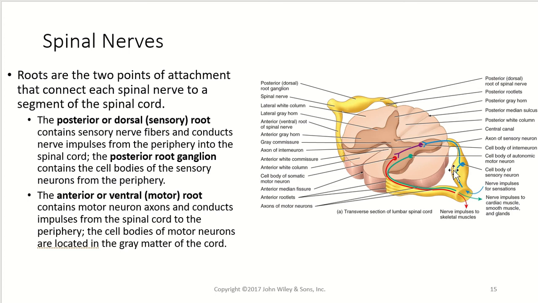So this dorsal root ganglion right here contains the cell bodies of sensory neurons. That's really important. It's also a really handy little landmark to help orient yourself as far as what you're looking at when you're looking at the spinal cord. Anyhow, the anterior or the ventral root is going to be responsible for the motor aspect of the nervous system, and it's going to contain motor neuron axons, and it conducts impulses from the spinal cord to the periphery. And the cell bodies of these motor neurons are going to be located in the gray matter of the cord.